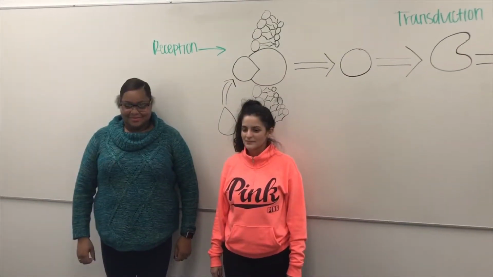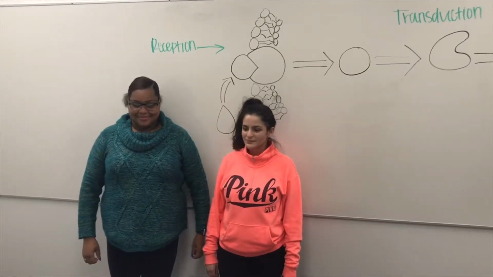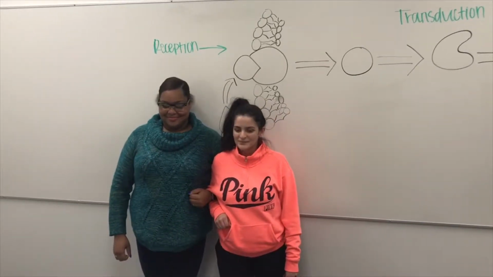Reception is the target cell's detection of a signaling molecule coming from outside the cell. The signaling molecule binds to a receptor protein located at the cell's surface.